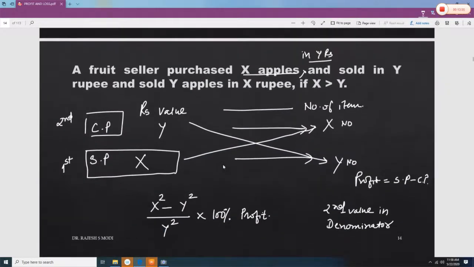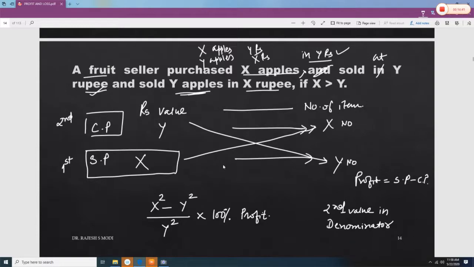A fruit seller purchased X apples for Y rupees and sold Y apples for X rupees. So once again, a fruit seller purchased X apples at Y rupees, and then sold Y apples at X rupees. So first, you have to take the purchase price.